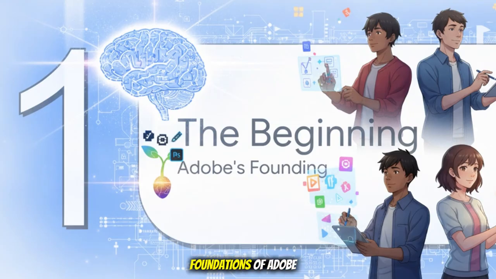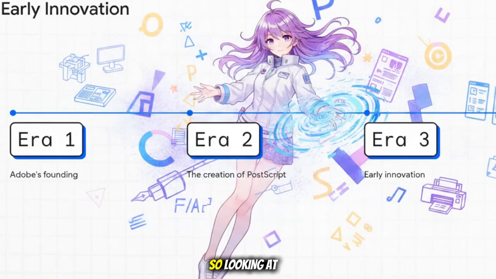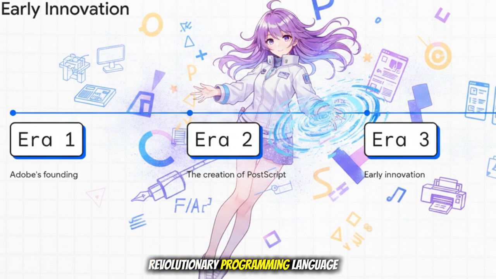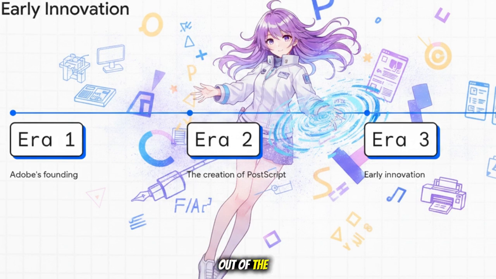Section 1, the foundations of Adobe. So looking at their timeline, the absolute bedrock of their empire was really poured during that second era with the creation of PostScript. And PostScript wasn't just another piece of software. It was a revolutionary programming language that finally allowed computers to accurately talk to printers. It basically sparked the entire desktop publishing revolution and proved Adobe's engineering brilliance right out of the gate.